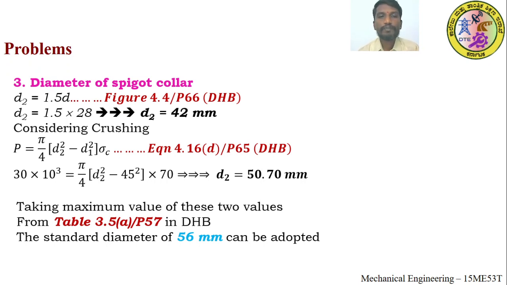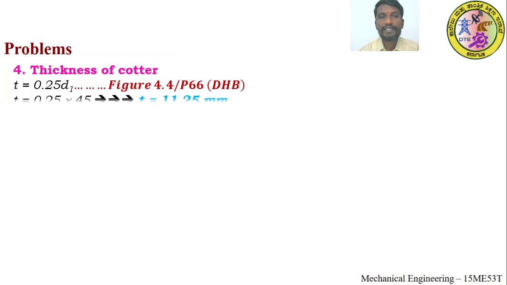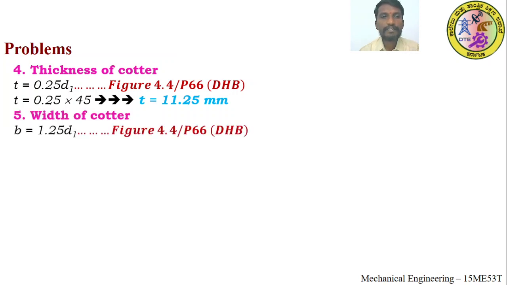Now come to point 4, that is thickness of the quarter. The thickness of the quarter T is given as 0.25 times D1 in figure 4.4, page number 66. Applying the values, we will get T is equal to 11.25 millimeter. Then come to the fifth point, that is width of the quarter, B. B is given by 1.2 times D1 from figure 4.4, page number 66. Applying the values, you will get B is equal to 56.25 millimeter.